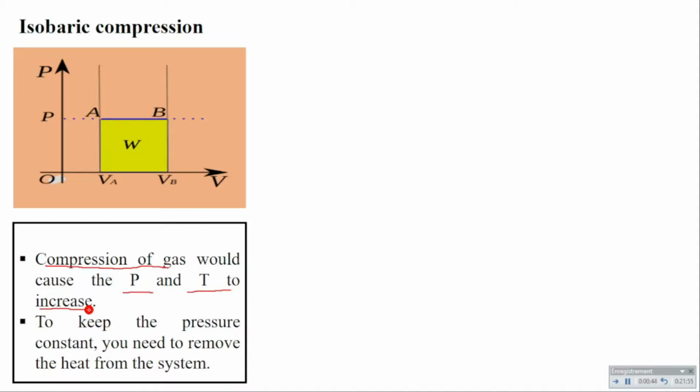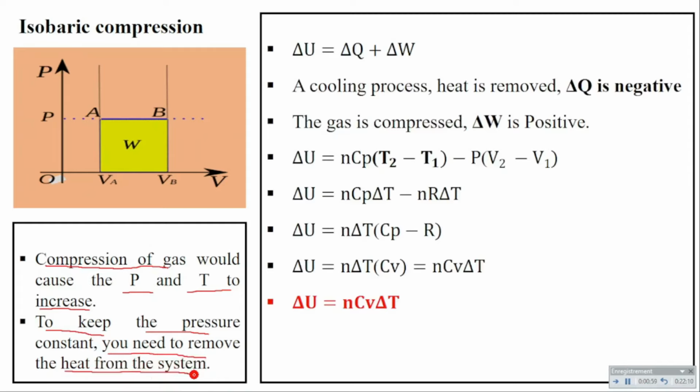Because it is an isobaric process, you want the pressure to stay constant. So to keep the pressure constant, what do we need? You need to remove heat from the system, which means you need to add an external cold reservoir. That means isobaric compression is a cooling process. We are removing the heat from the system, while an isobaric expansion is a heating process, where we are adding heat to the system.